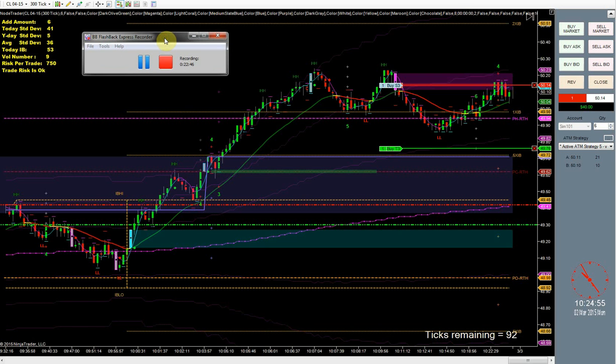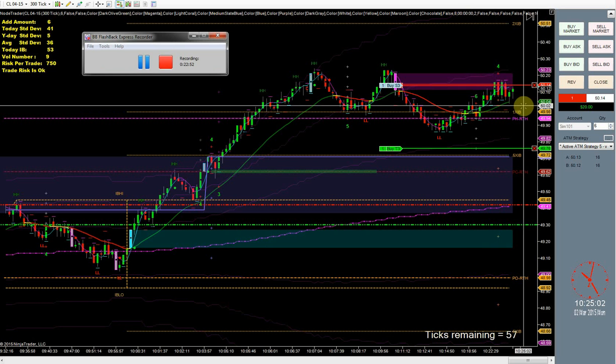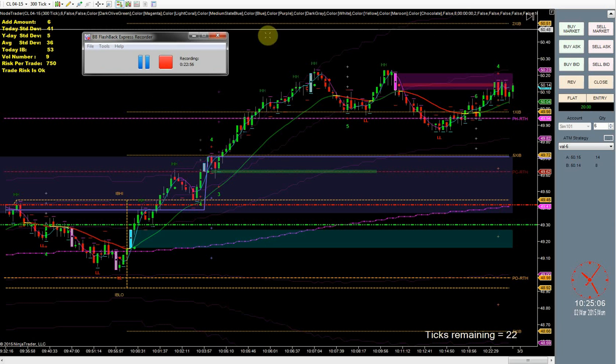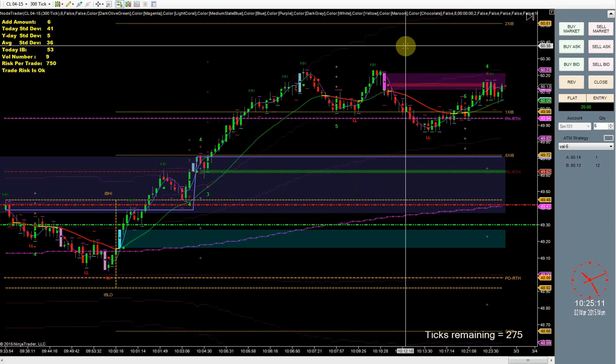I'm hoping this level continues to be respected and we just shoot down, but we were 1 tick away from being stopped out here. So stop there filled. We're able to get back into profit. Alright, let me go ahead and pause it.